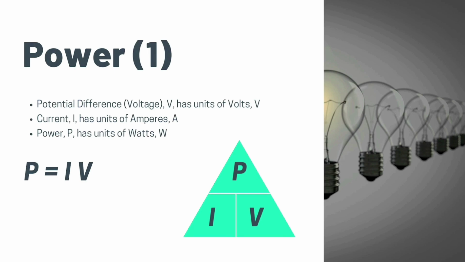Power equation 1. P equals IV. You can find out what the power of an appliance is if you know the current and you know the voltage. Potential difference is our V and it has units of volts. Current is our I and it has units of amperes. And power is our P and it has units of watts.